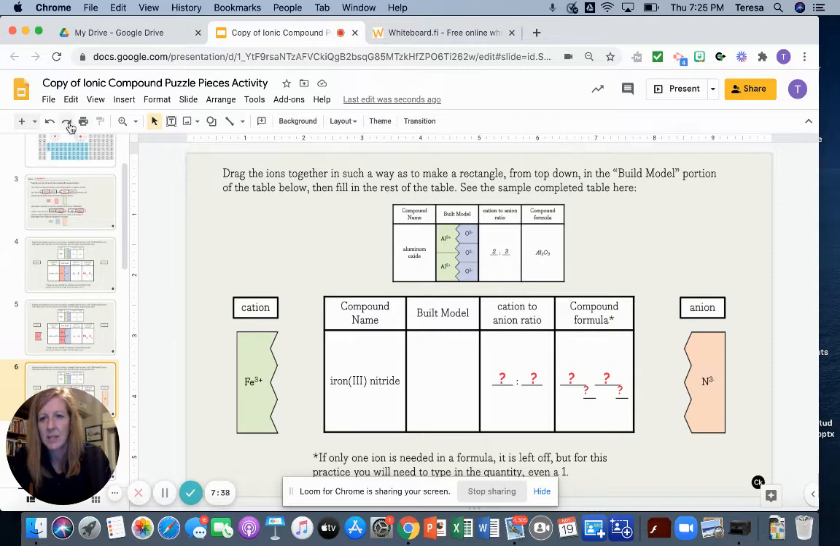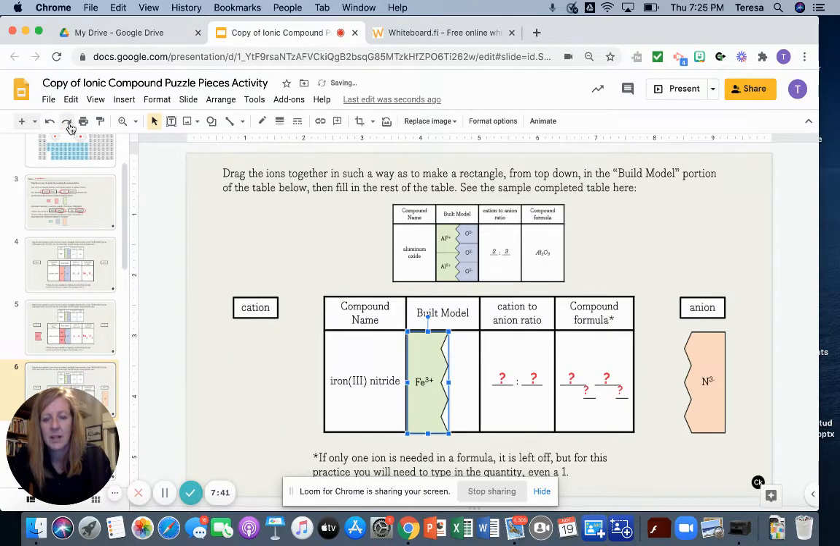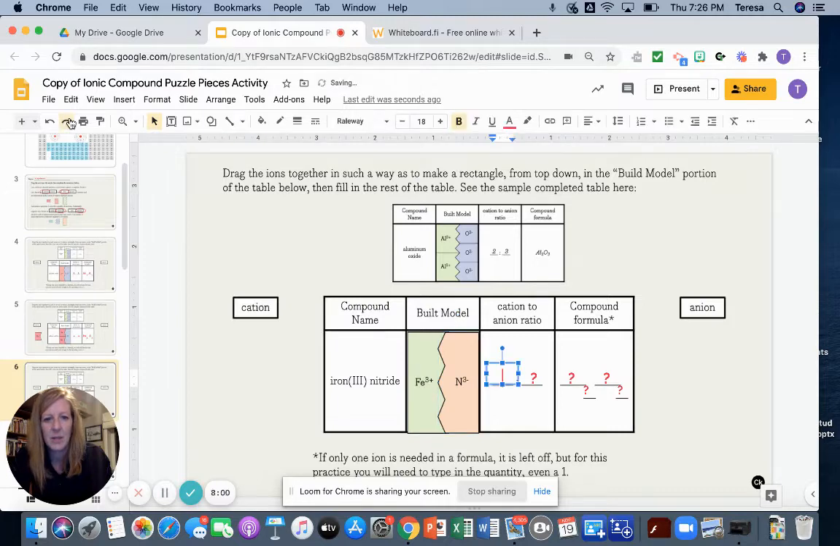One last example together. For iron nitride, I have 1 iron ion. It will match up perfectly with 1 nitrogen ion. Iron has a +3 charge, nitrogen has a -3 charge, so they cancel each other out. We end up with, again, a 1 to 1 ratio. And our formula then will be Fe for iron, N for nitrogen, and the subscript on iron will be 1. The subscript on nitrogen will be 1.